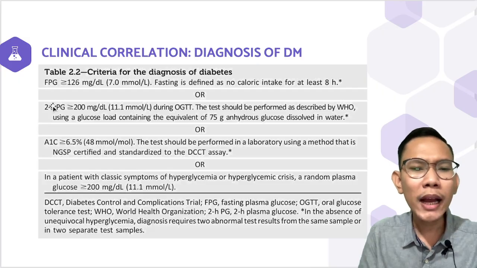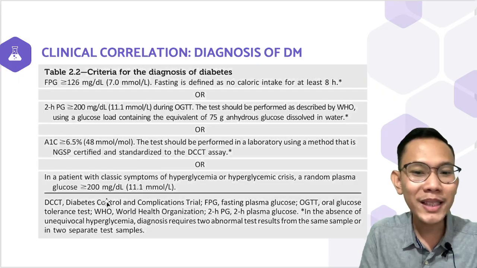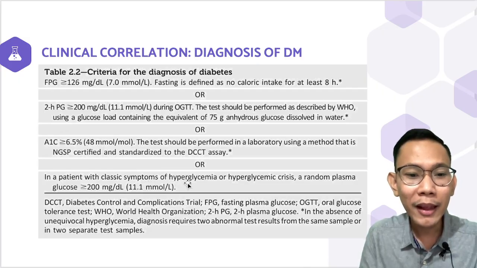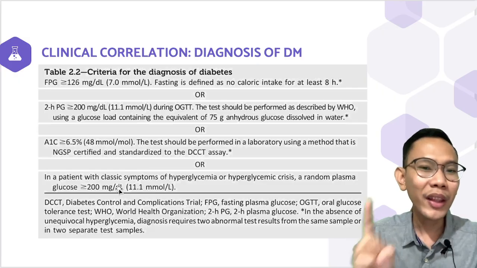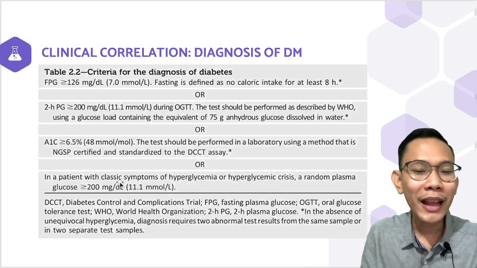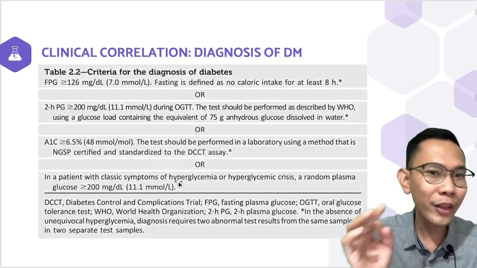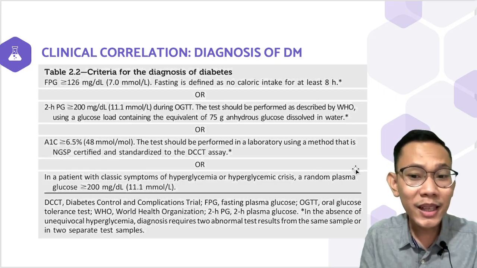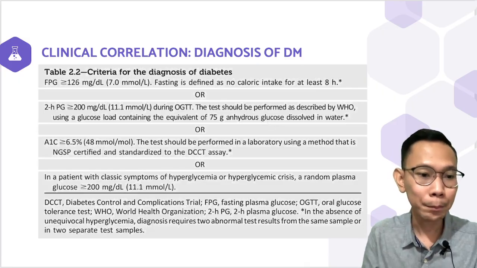If ever you have no fasting glucose result, no 2 hours postprandial glucose test, or no HbA1c, but your patient has classical symptoms of hyperglycemia and a random plasma glucose level of 200 milligrams per dL, that could also be used as a criterion for the diagnosis of diabetes. Please remember, classical symptoms. What are the classical symptoms? Polyuria, polydipsia, polyphagia, and other important classical symptoms. Plus a random plasma glucose of more than 200 milligrams per dL, that could also help you diagnose DM.